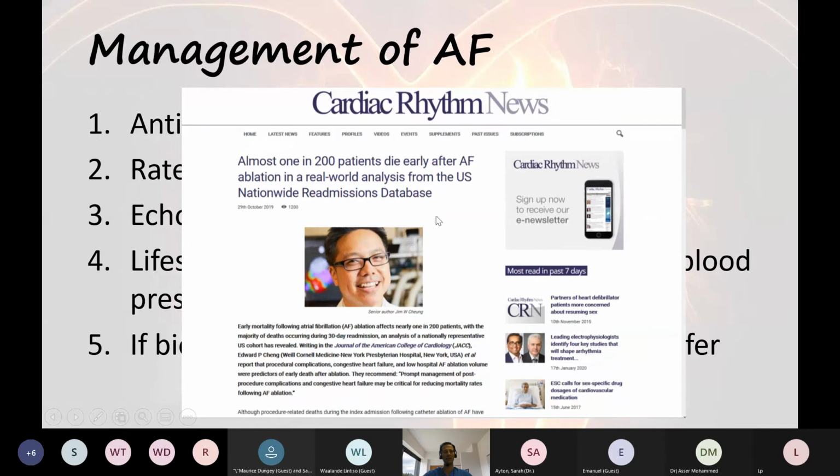This is a big American real-world analysis which found almost 1 in 200 mortality rate after AF ablation within the first month or so of AF ablation. So it's not a low-risk, simple procedure to offer to everyone who has a bit of atrial fibrillation. It is there for patients who have severe symptoms, and if we're not sure if the AF is causing their symptoms, doing the cardioversion can be a helpful way of assessing that.